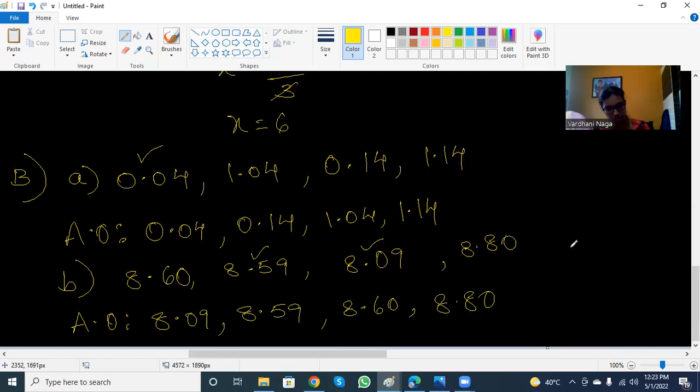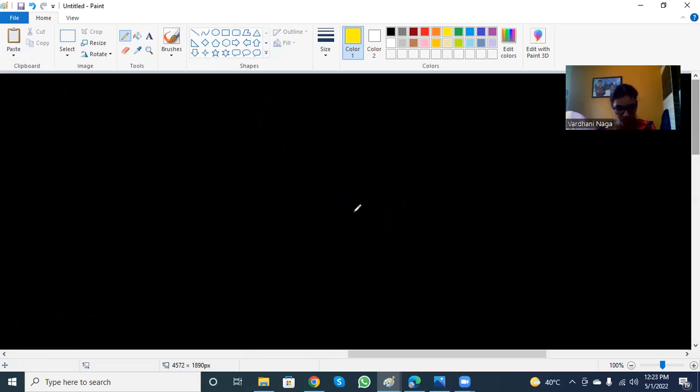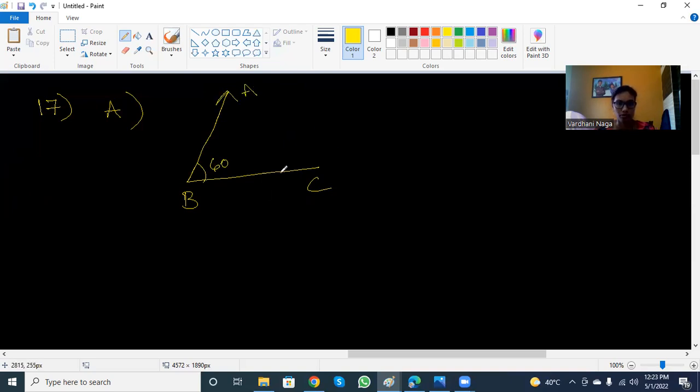So last question, seventeenth question. A bit: angle ABC is equal to 60 degrees, angle PQR is equal to 120 degrees. So this is just construction with the protractor. Use a protractor. You need to draw a line of any length. So BC you keep, because B is equal to 60 degrees here. Put your protractor here and mark 60 degrees. This is a model picture, 60 degrees.